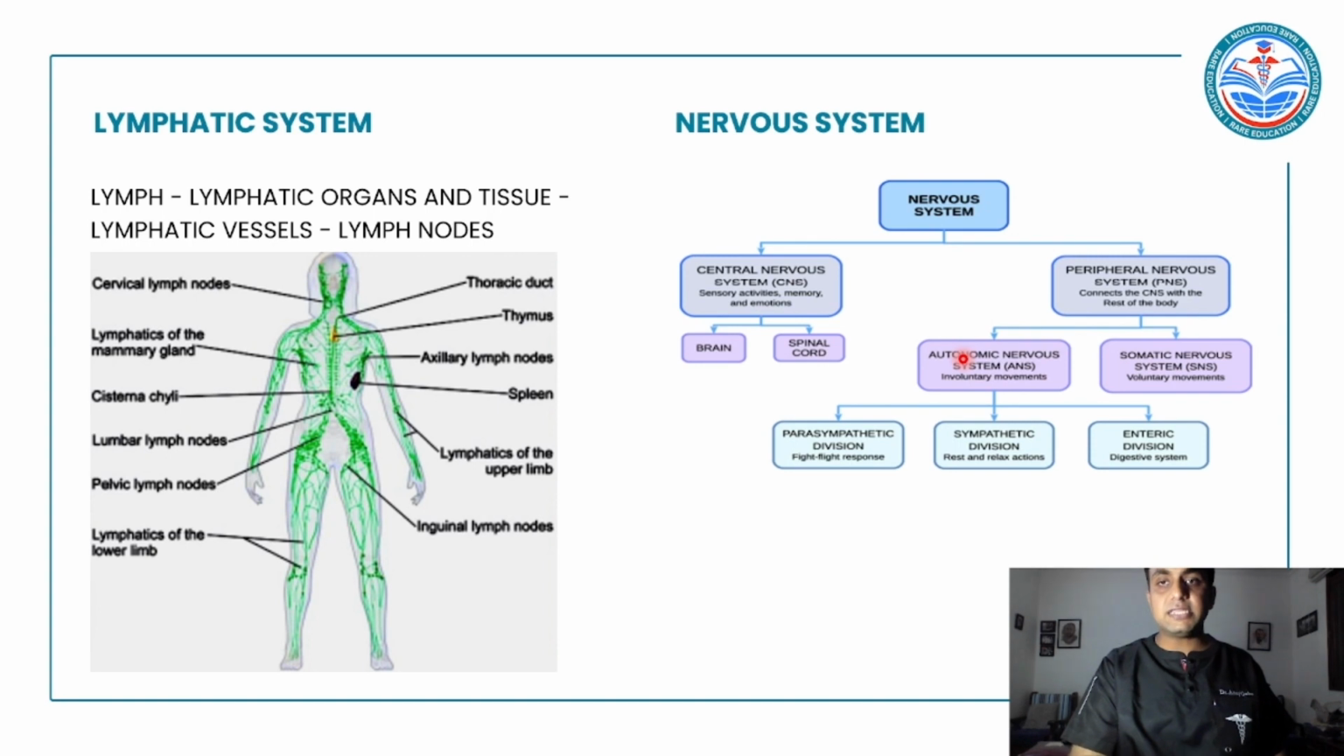Then there is the ANS. So ANS has 3 subsystems, that is the parasympathetic, sympathetic and enteric. So parasympathetic, which is basically when you're relaxing. Now, sympathetic is when you are alert, and enteric is for a digestive system.